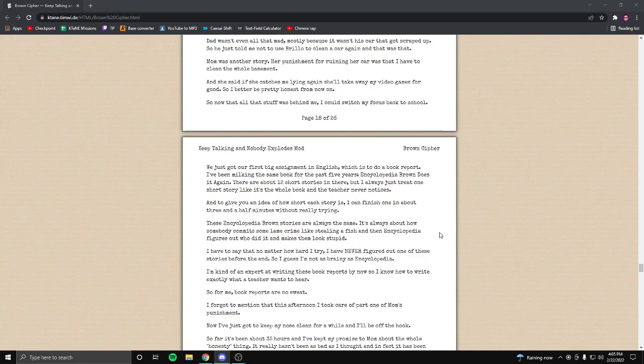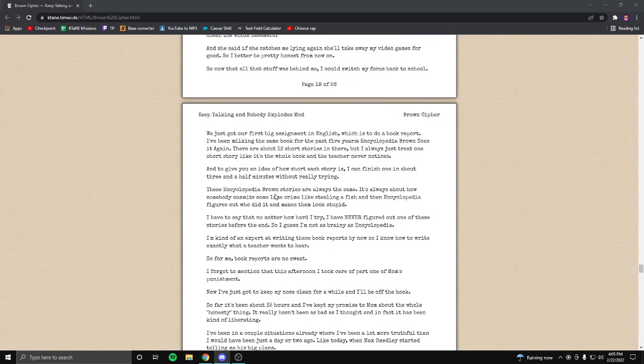These Encyclopedia Brown stories are always the same. It's always about how somebody commits some lame crime like stealing a fish, and then an encyclopedia figures out who did it and makes them look stupid. I have to say that no matter how hard I try, I never figure out one of these stories before the end. So I guess I'm not as brainy as an encyclopedia.